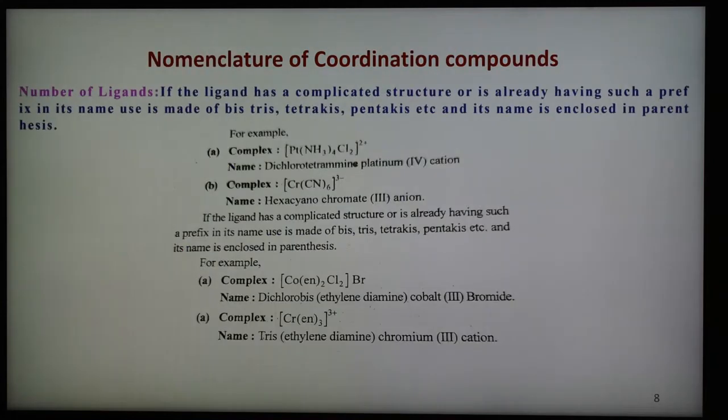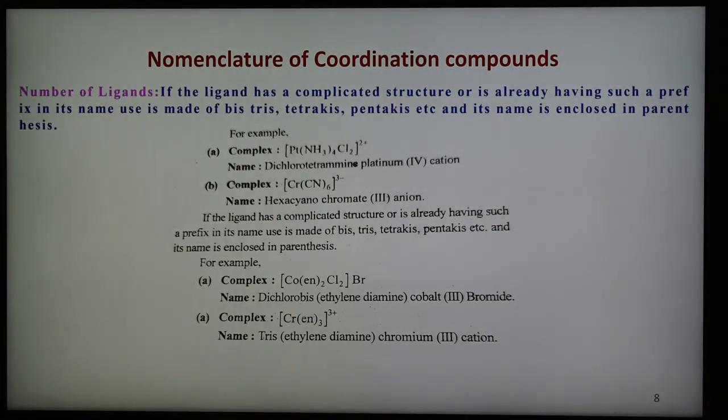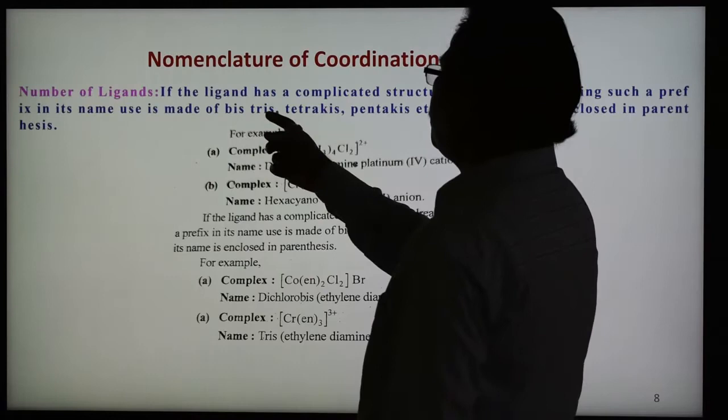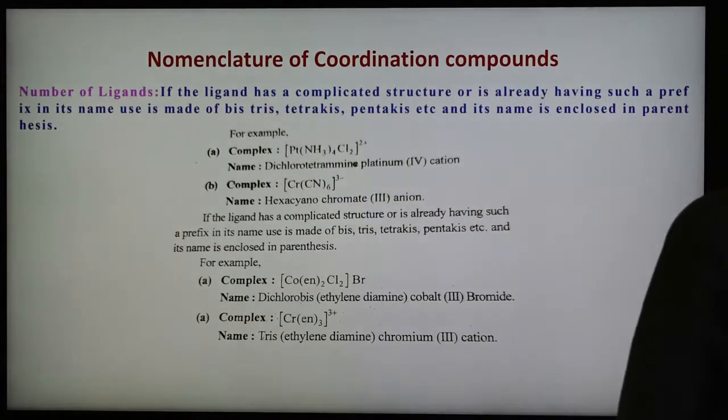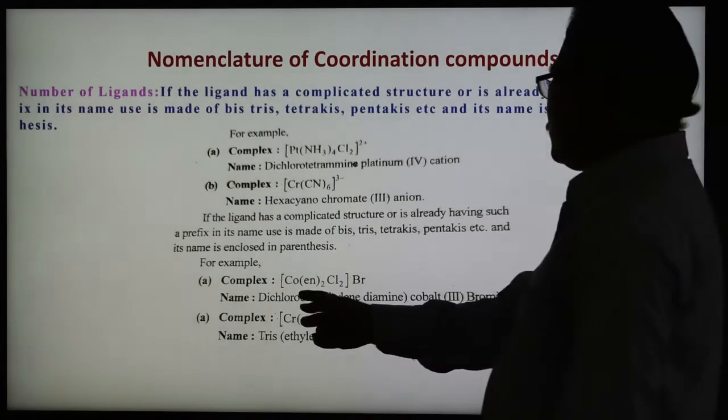Sometimes the ligand has a complicated structure, or it already has such a prefix in its name. In that case we have to use bis, tris, tetrakis, pentakis, etc., and its name is enclosed in parentheses. We have to write it in a bracket. So some examples are here.